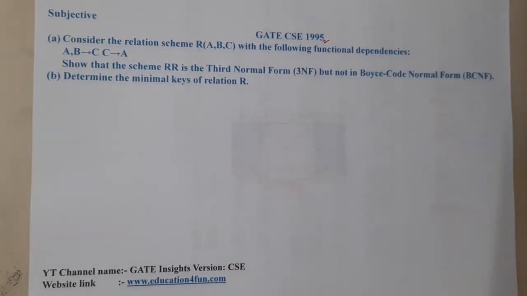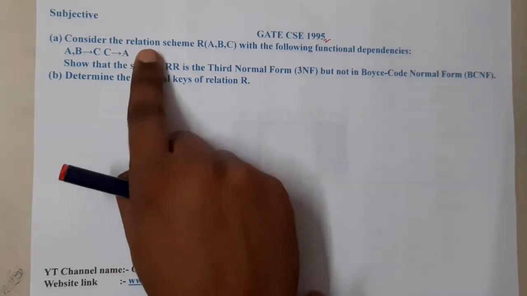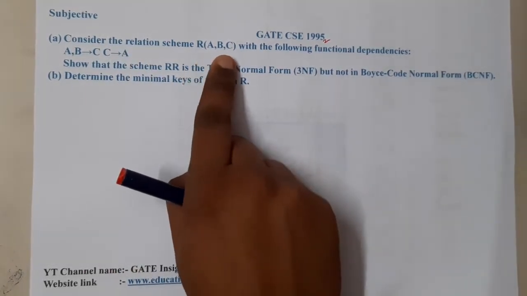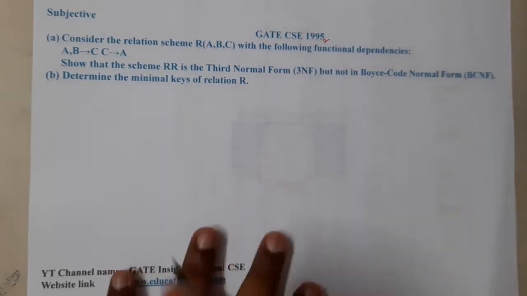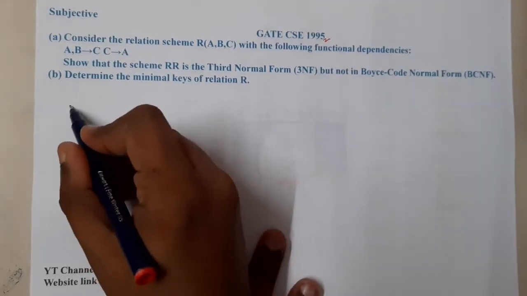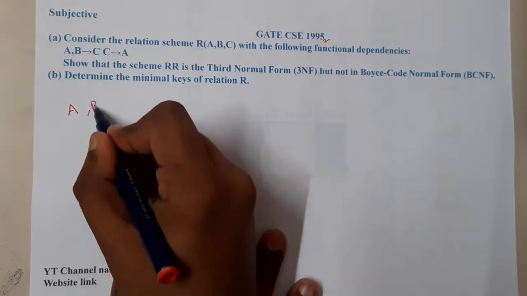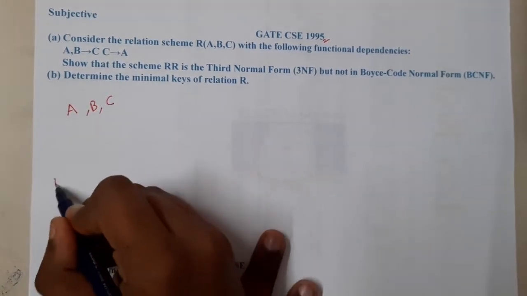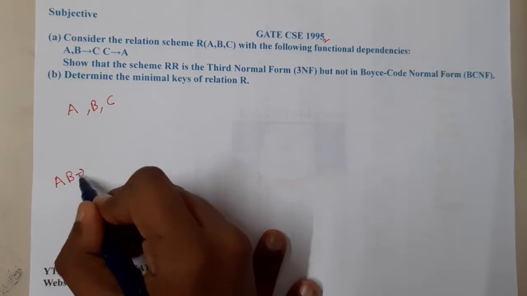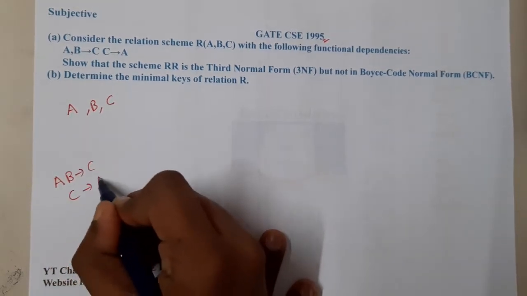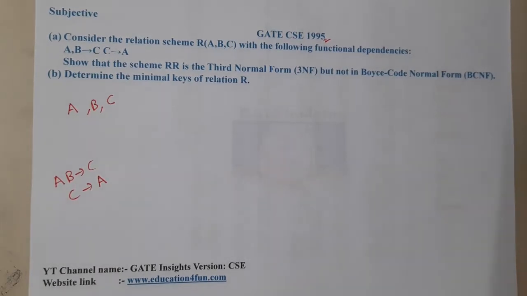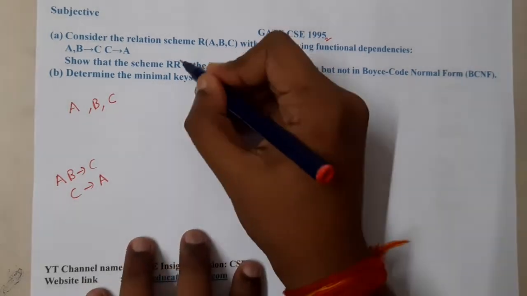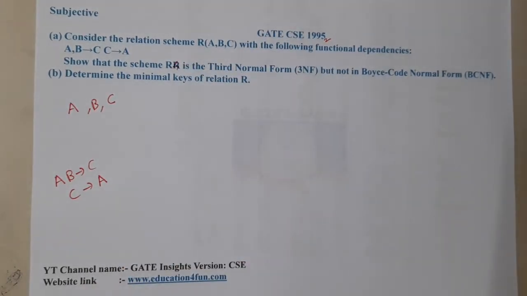The given question is: consider the relational schema R(A, B, C) with the following functional dependencies. The functional dependencies say that AB implies C, and from C we can imply A. So basically, what is the key here, guys? Now they are saying show that the schema R is in 3NF but not in BCNF.